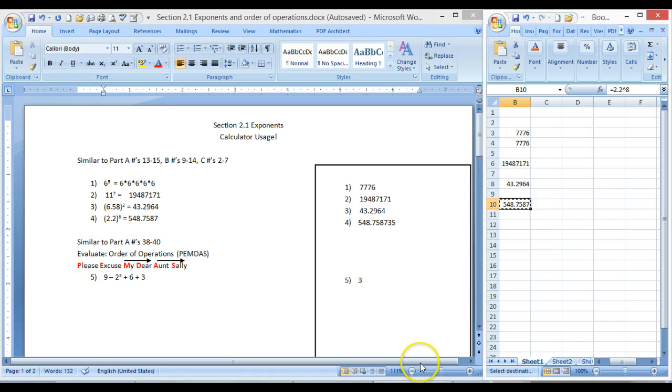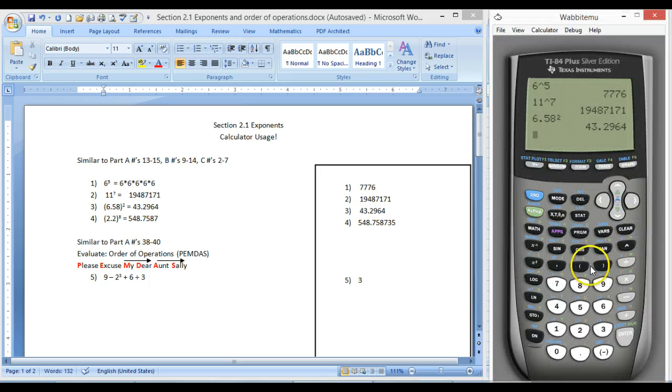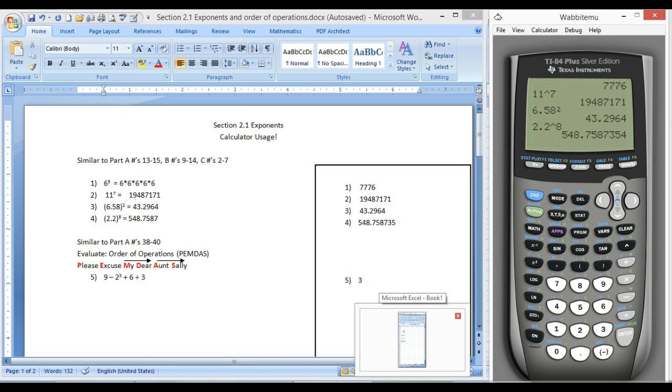So that was Excel, and coming back in here just to verify, 2.2 raised to the 8. So I have to come up here and press the caret button to the 8th power, press enter. There we go, 548.7587354. Mine in Excel seems to have rounded it out to only 4.